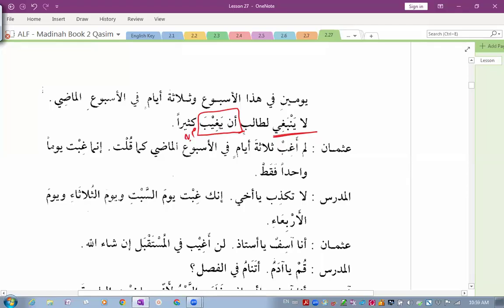An plus mudare mansub makes it a masdar muawwal. Yes. Okay, so who's next? Brother Abdurrahman, next.